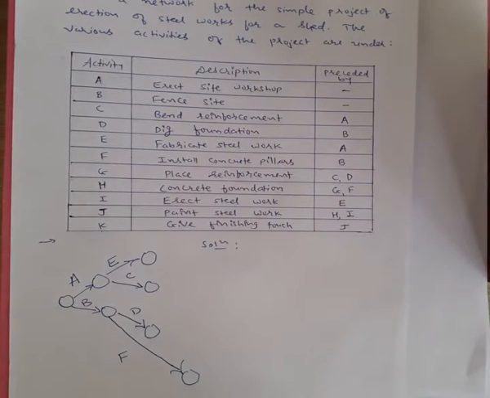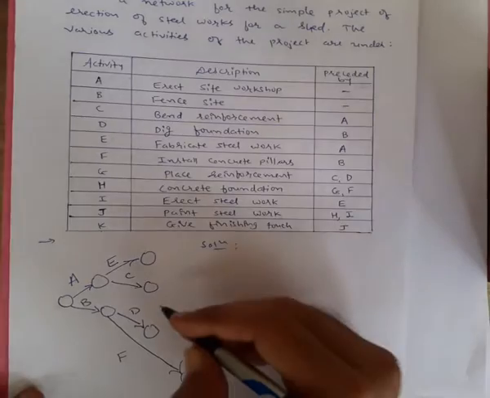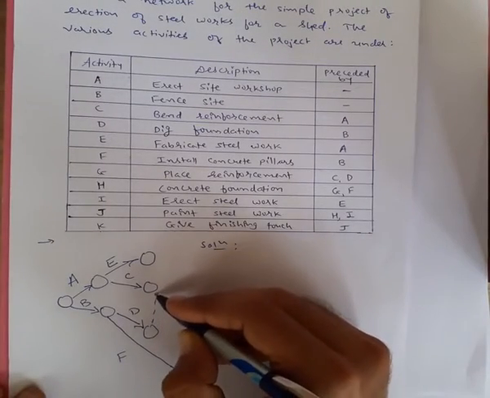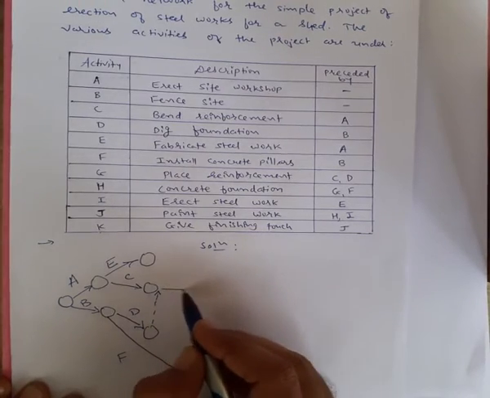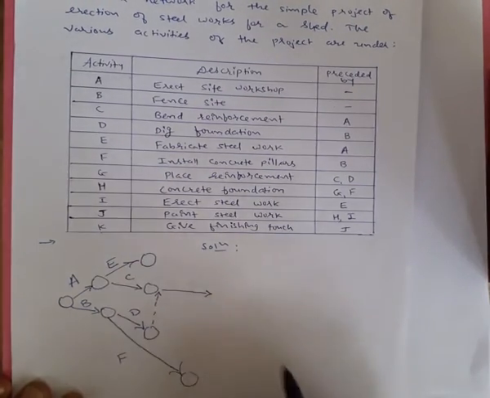Now coming to activity G. That is dependent on the completion of two activities. It has two predecessor activities, that is C and D. So for activity G to start, it is dependent on the completion of activities C and D. Only then can activity G be started. So now what I am doing is joining activity D with C with the help of a dummy, and I am bringing out the activity G. This is activity G.